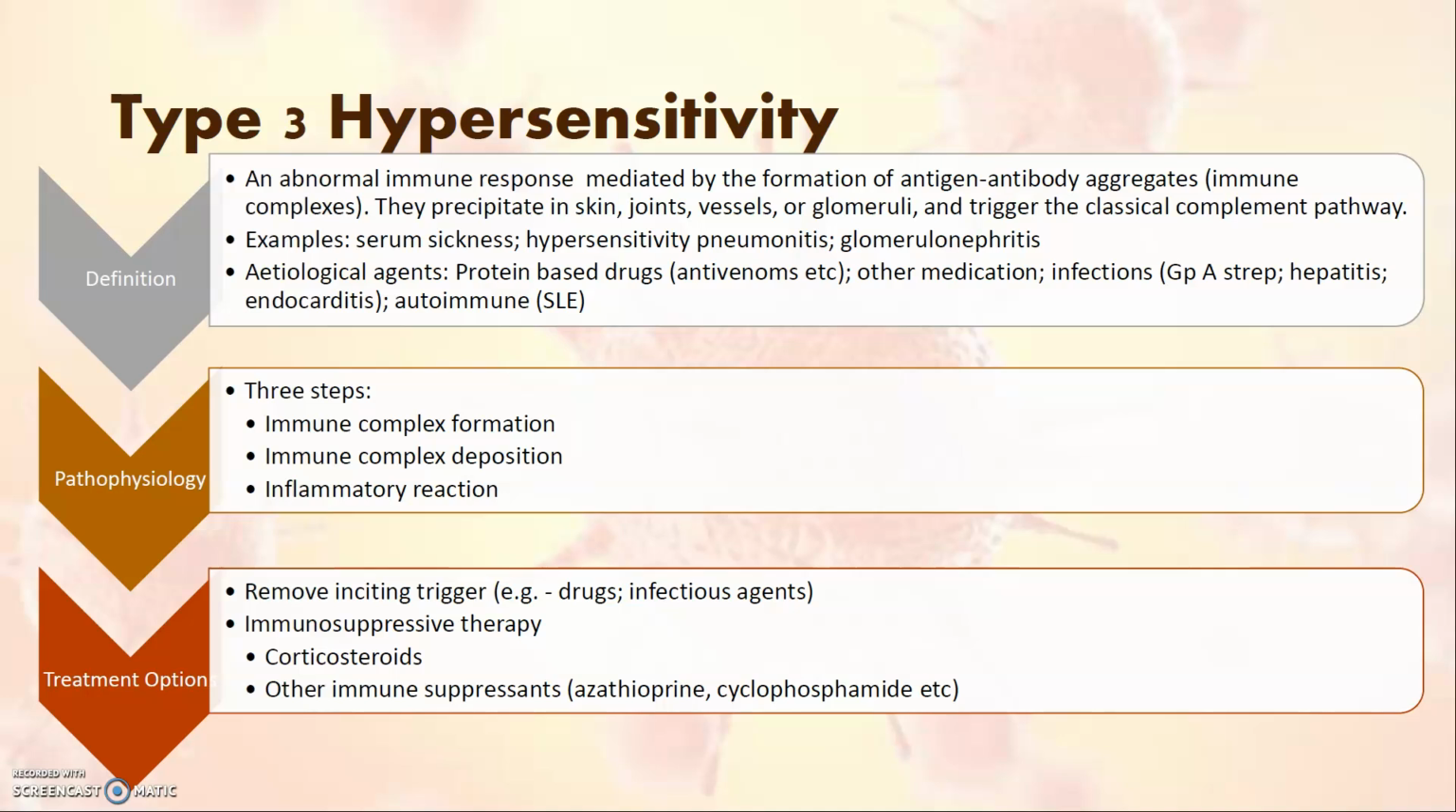The actual process involves 3 steps. First, immune complex formation, then the deposition of these complexes in the tissues, and finally localized inflammatory reactions around the deposited complexes in the tissues described above. Of course, the treatment would be to remove the inciting trigger and, where necessary, provide appropriate immunosuppressive therapy.